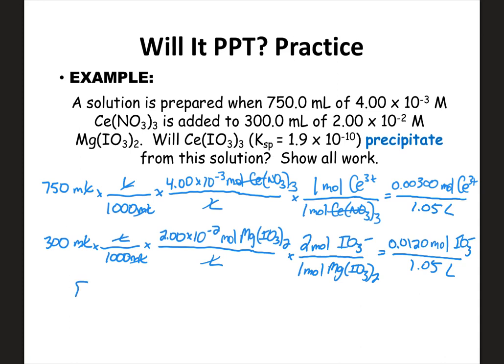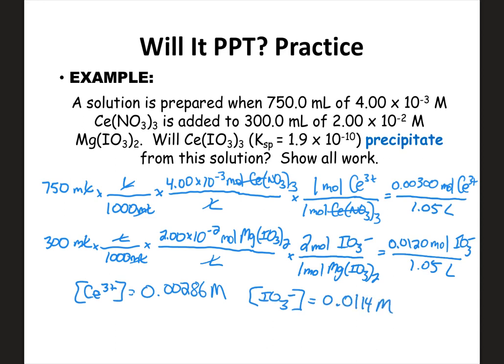So the concentration of the Ce3 plus, when I solve for this, ends up being 0.00286 molar. And then the concentration of the IO3 minus ends up being equal to 0.0114 molar. So now I have the concentration of each of the ions in the precipitate that I care about. I can move on to the next steps of this type of problem.